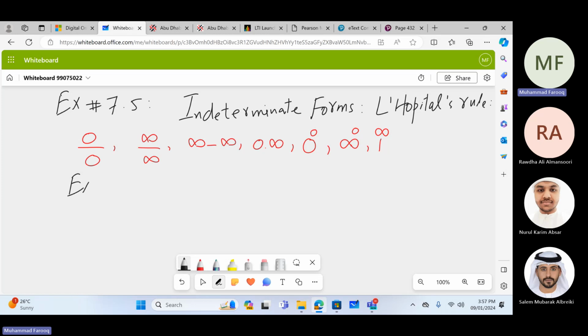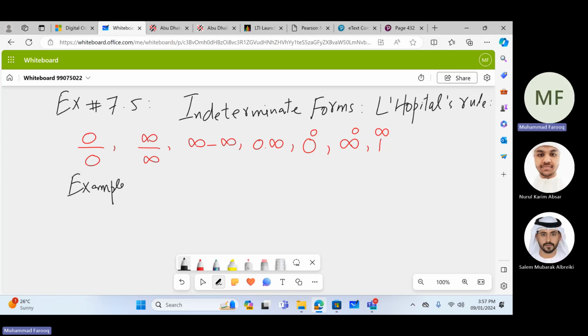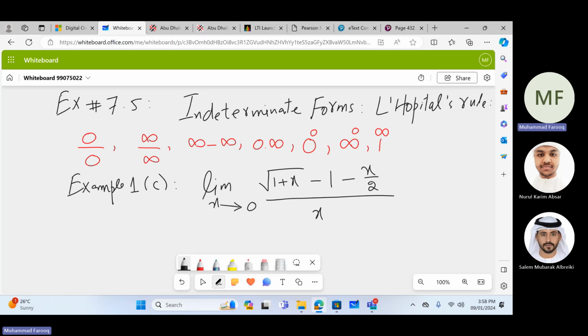So we have example 1, and I'm taking part C of example 1, which is the limit as x goes to 0 of square root of 1 plus x, minus 1, minus x over 2, and then the whole function over x squared. Now look at here. What is the objective for this question? We need the limit at this point, at 0. So we need the limit at 0, please.